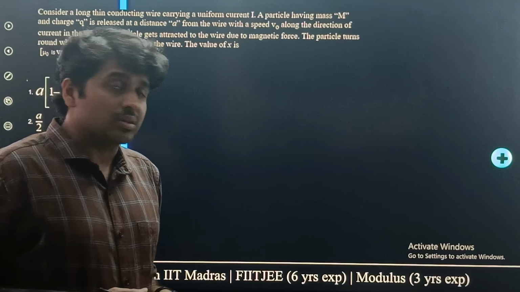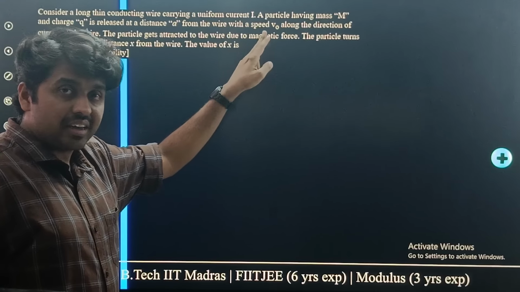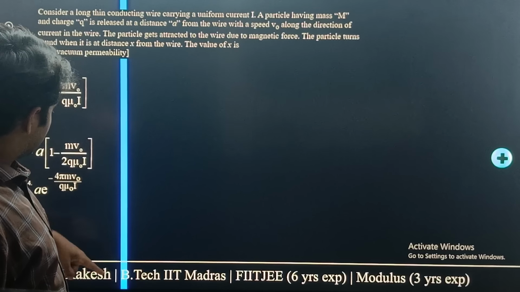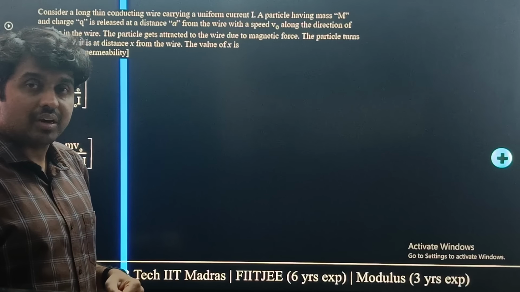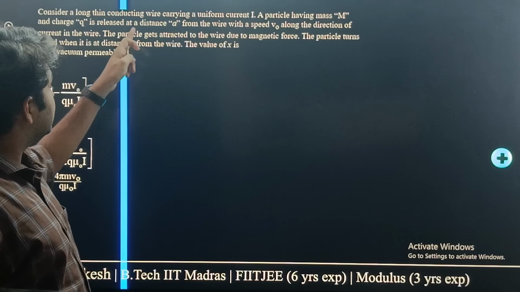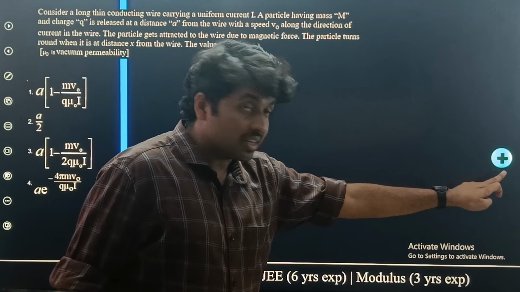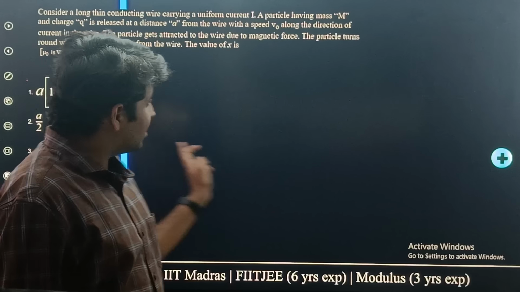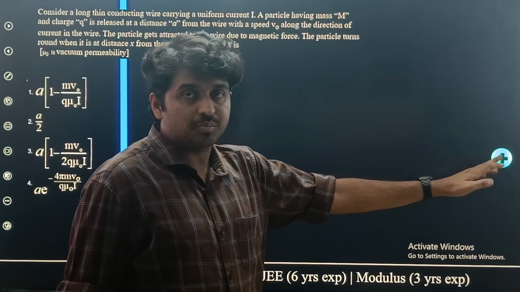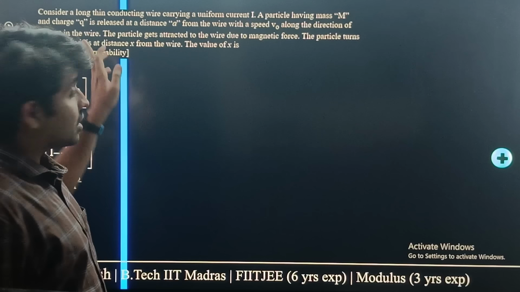So let us see this question. Consider a long thin conducting wire carrying a uniform current I. A particle having mass m and charge q is released at a distance a from the wire with speed v naught along the direction of the current in the wire.